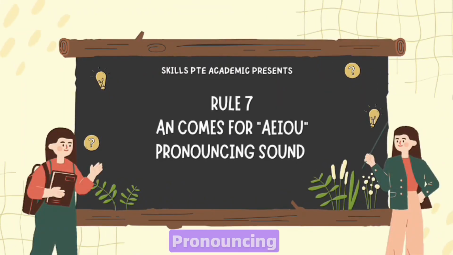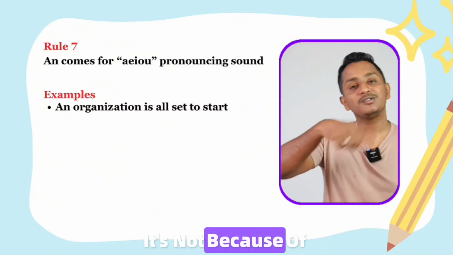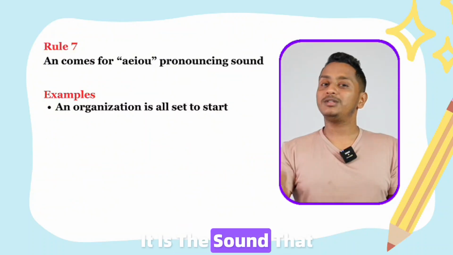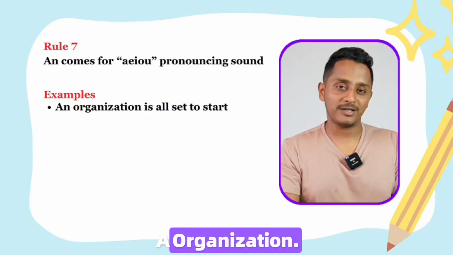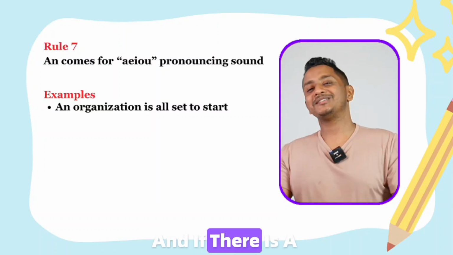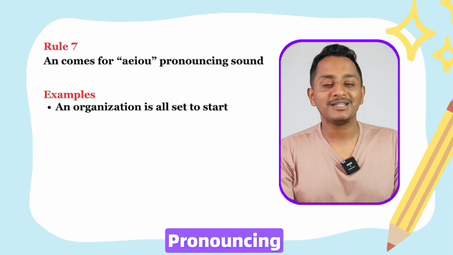Rule number 7: an comes for A, E, I, O, U pronouncing sound. An organization is a sound. It's not because of the O that is there. It is the sound that matters. Organization, a vowel sound. So it's an organization, not a organization. Now if an is there, and if there is a dash, you should only go to that option which has the vowel pronouncing sound.